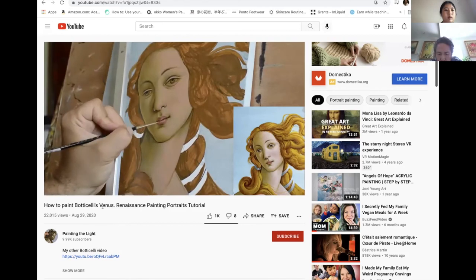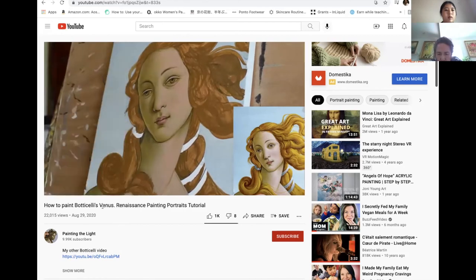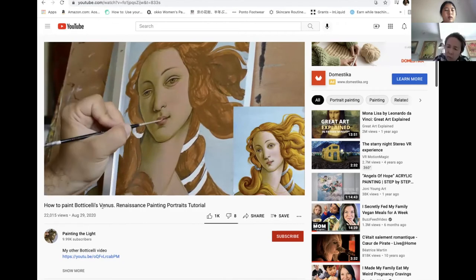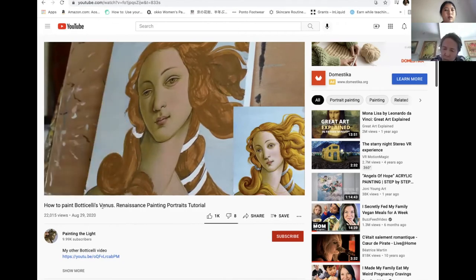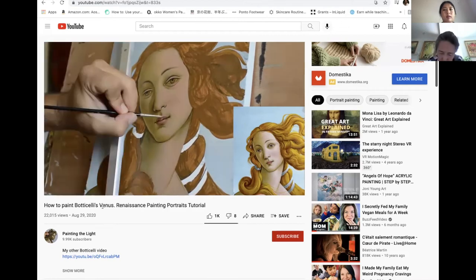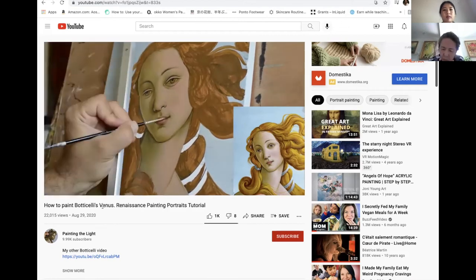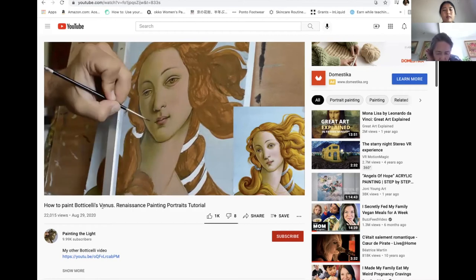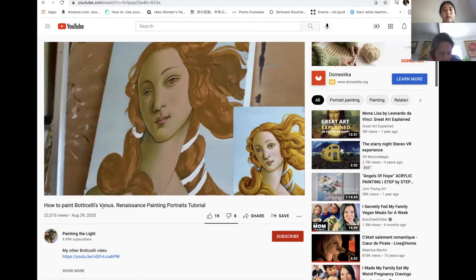As you see, I take my time when I'm painting the mouth. I am not in a hurry, until I make it in a way that satisfies me and seems close to the prototype.